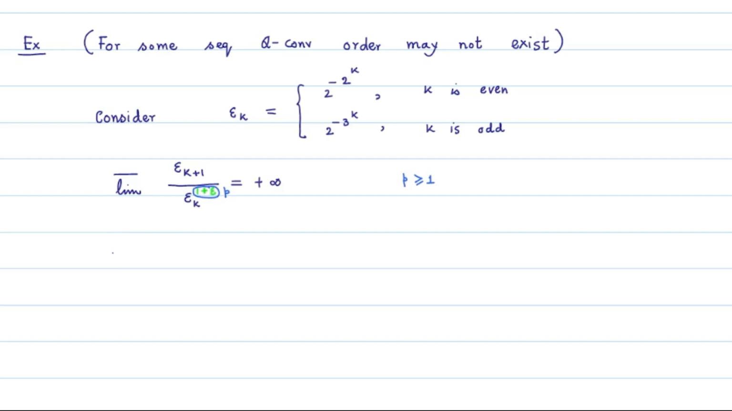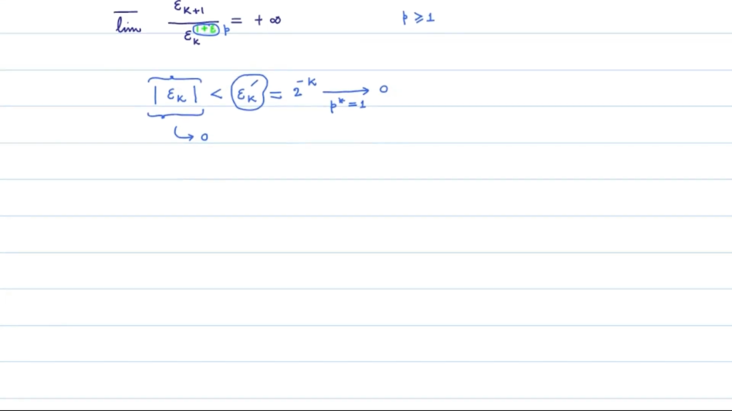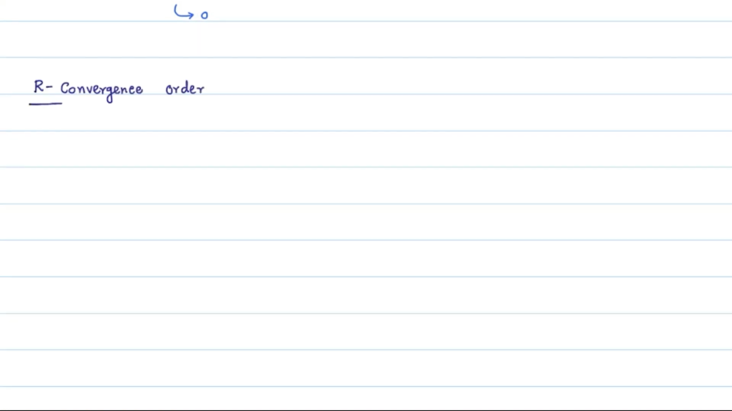A pretty fact is the following: you notice that this epsilon k is a sequence which is smaller than the sequence epsilon k dash equal to 2 to the power minus k, which converges to 0 with Q order of convergence equal to 1. So it is expected that this sequence epsilon k must reach 0 faster than the sequence epsilon k dash. But unfortunately, this sequence does not have any Q convergence order, while the sequence epsilon k dash has Q order of convergence equal to 1. Now let me define the idea of root convergence order, or R convergence order. Here this capital R stands for the word root.